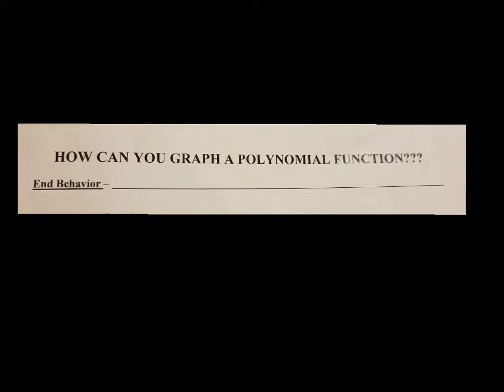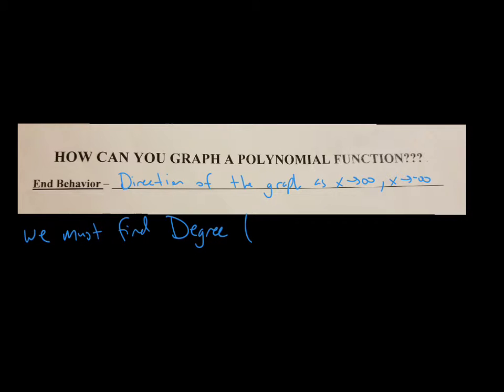Alright, how can you graph a polynomial function? To graph a polynomial function, you have to find end behavior. Remember, end behavior is the direction of the graph as x approaches infinity and x approaches negative infinity. That means as you look to the right and as you look to the left. To do this, we must find the degree. Tell me if it's odd or even.